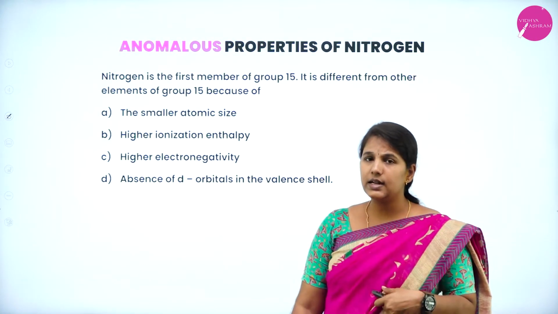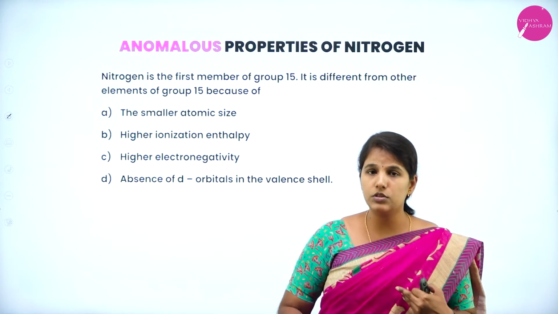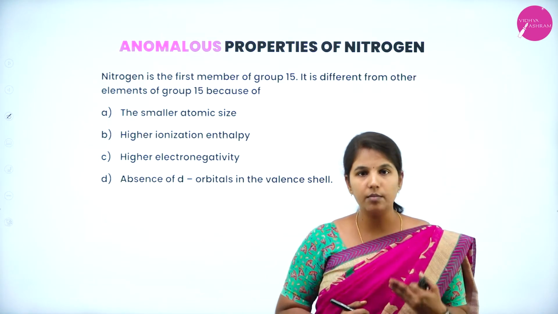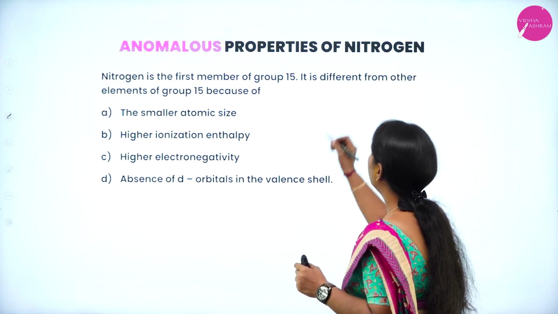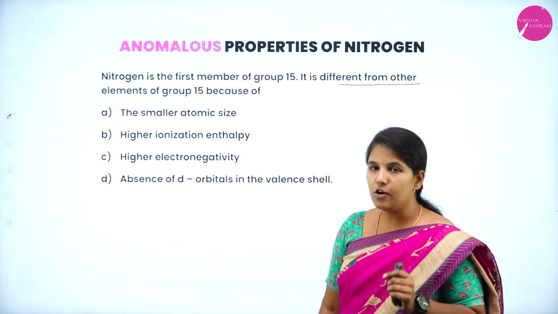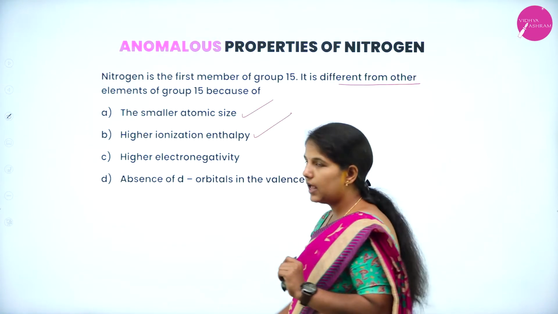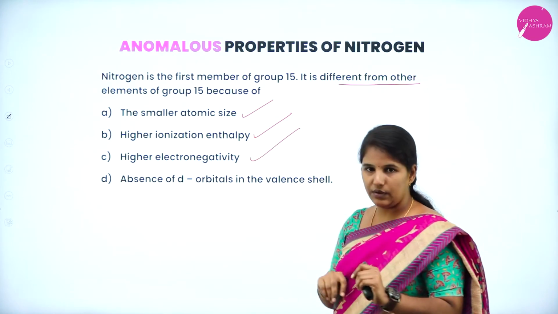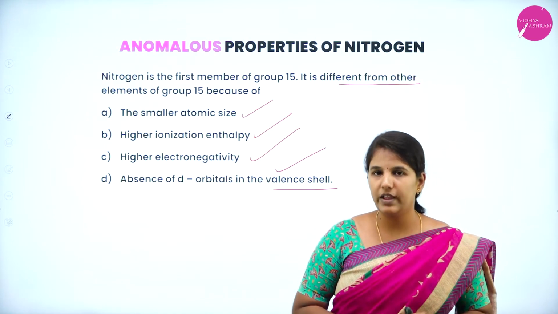Now let us understand the first member in group 15, nitrogen, and why it is different from the other elements in the same group. Nitrogen is the first member of group 15 and it is different from the other elements of group 15 because of its smaller size, higher ionization enthalpy, higher electronegativity, and absence of d orbitals in its valence shell.